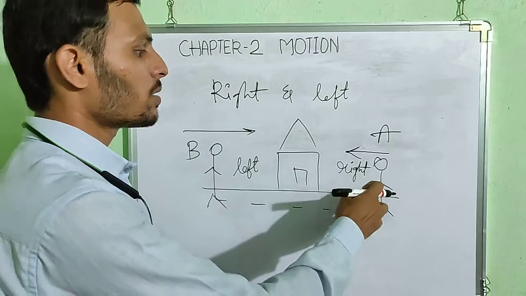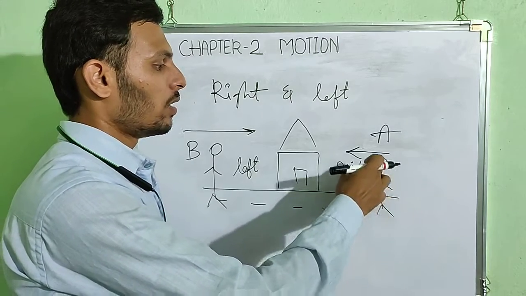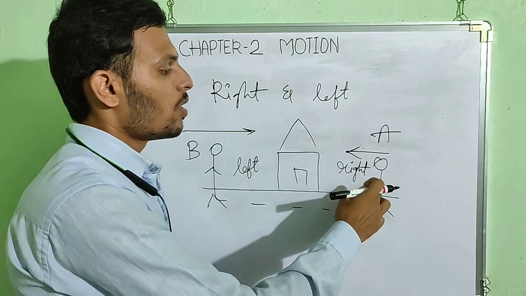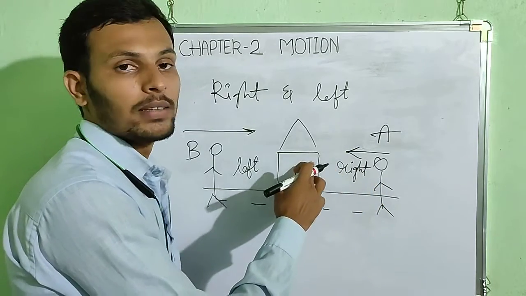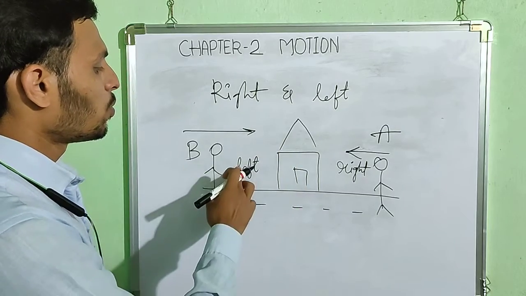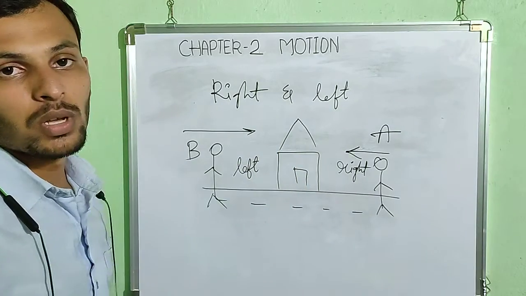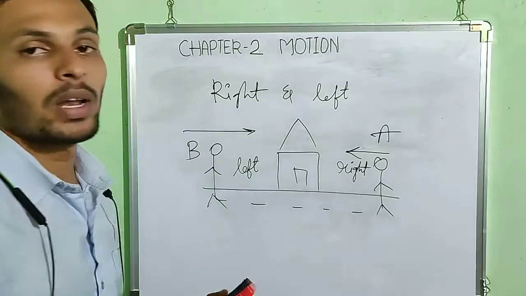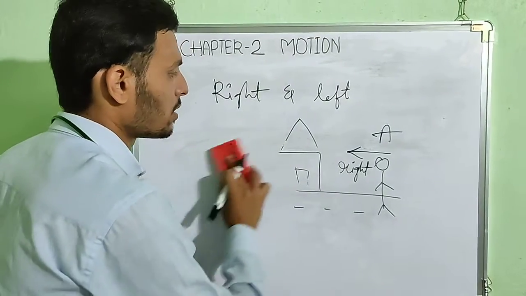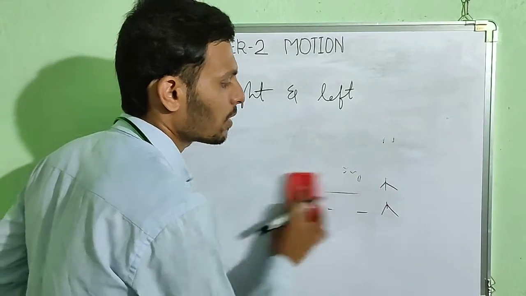So he is walking in this direction, which means towards his right is the house. The other is walking in the opposite direction, so towards his left is the house. So it depends upon the observer how the object is placed and what the position of the object is.